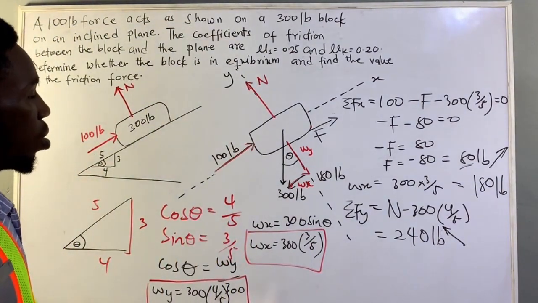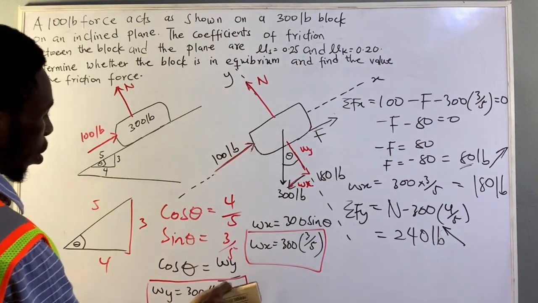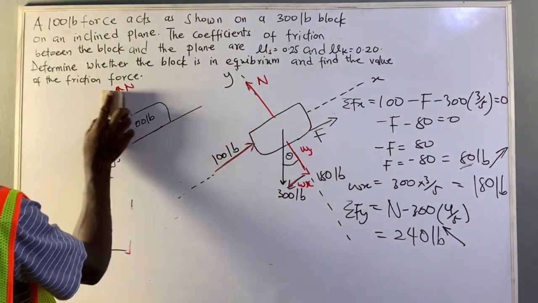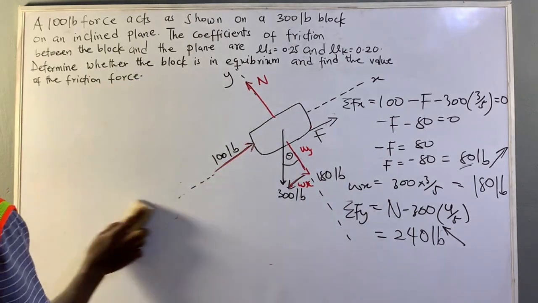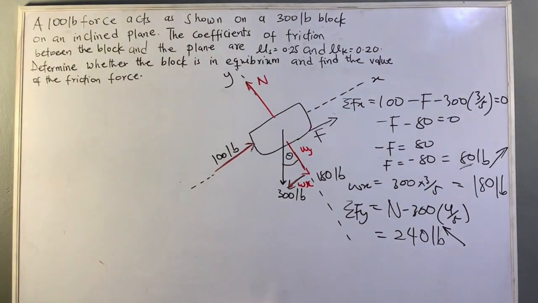Okay, so now what you are going to do next is determine whether the block is in equilibrium or not. Right. So let's look at how we are going to do that. What condition are you going to use to tell whether the block is in equilibrium or it is sliding? Okay, so let's look at how you are going to detect that.